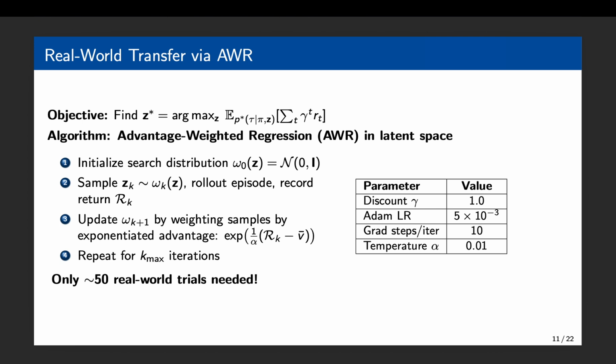The table on the right shows the hyperparameters: only 10 gradient steps per iteration, and the whole process converges in roughly 50 real-world trials, which take between 5 and 10 seconds each. So in practice, adaptation takes only a few minutes of real robot interaction.